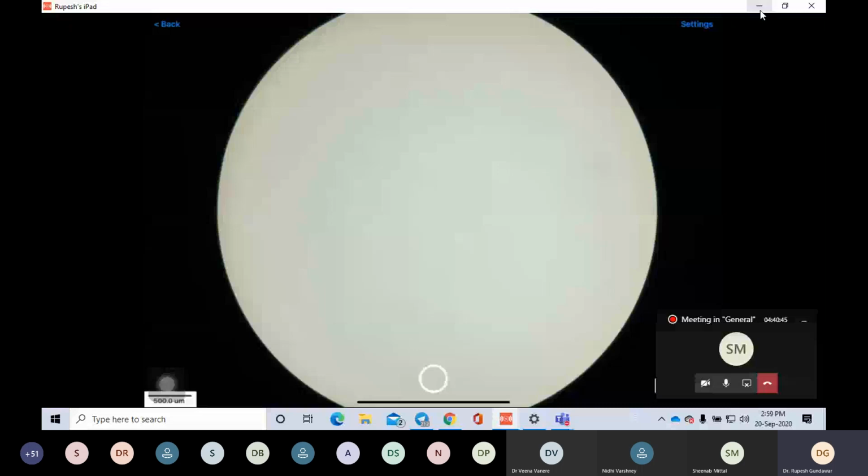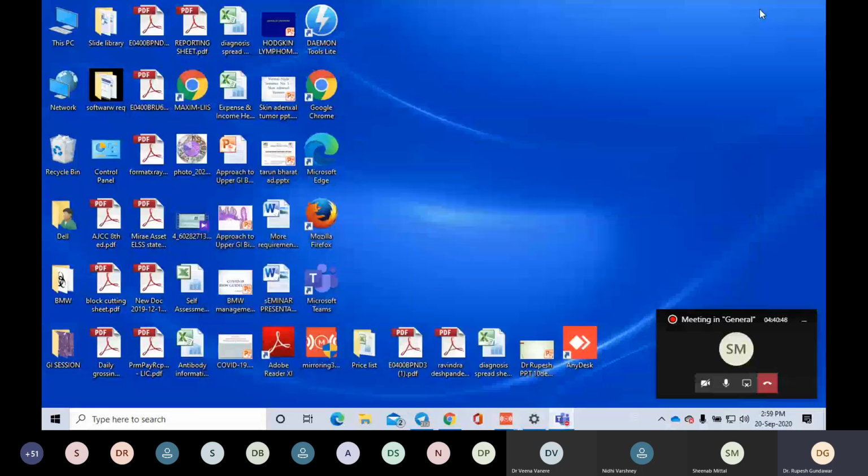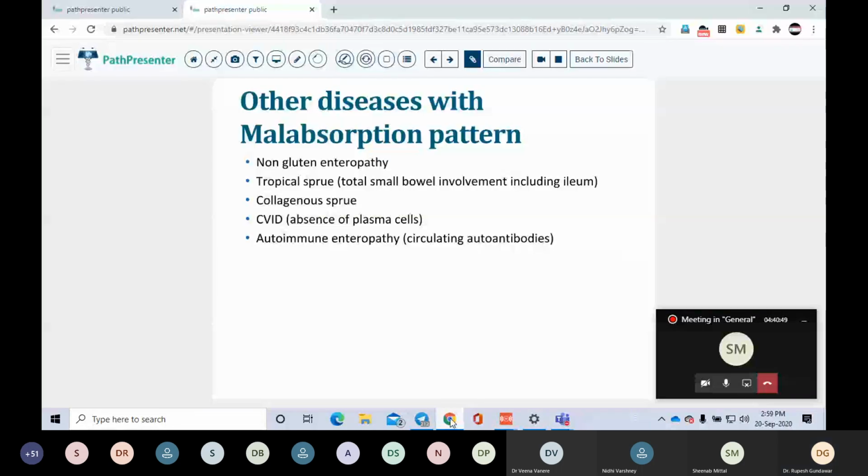So this is one of the diseases with a malabsorption pattern. What other diseases have this malabsorption pattern? They are non-gluten enteropathies, meaning there are other proteins in your diet to which you can develop a malabsorption pattern. That is cow's milk. Tropical sprue, where there is diffuse involvement, and for the diagnosis of tropical sprue you also need an ideal biopsy, which should show a similar pattern of malabsorption. Then only can you label something as tropical sprue.